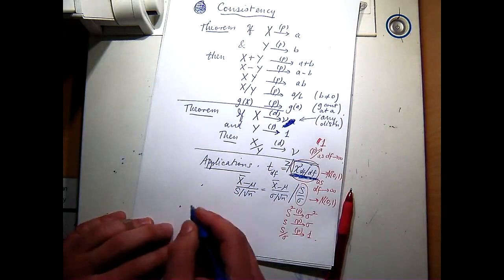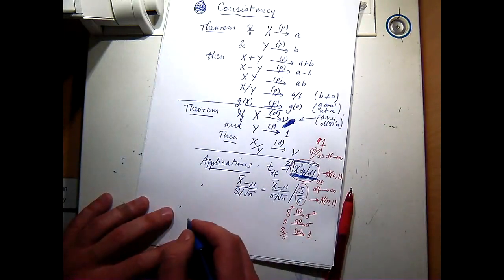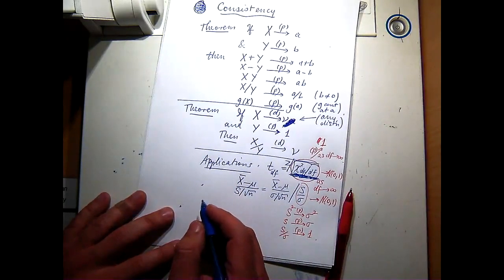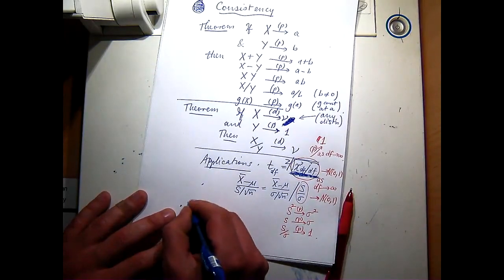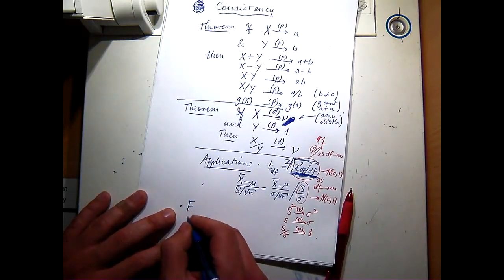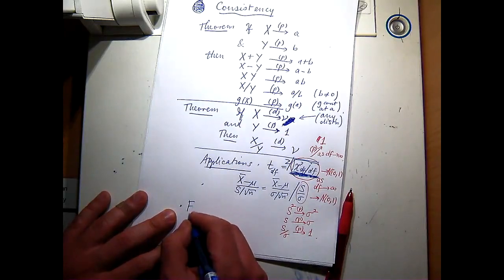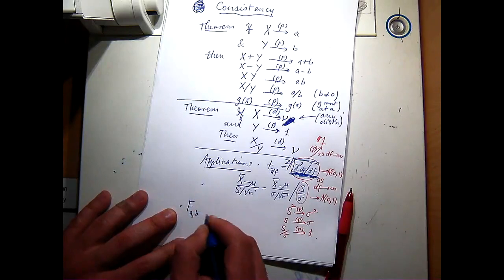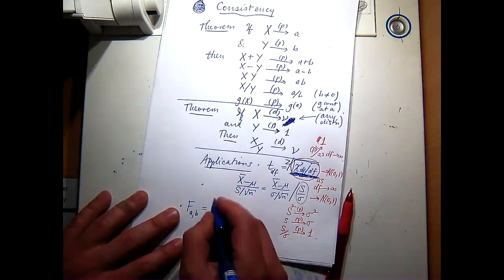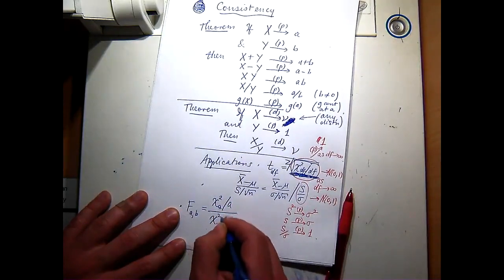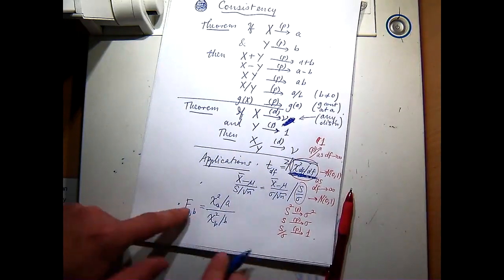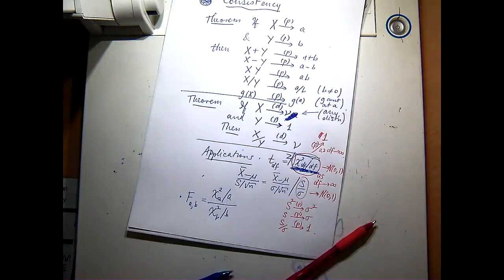We also talked about it in the context of F. So if you have F with a and b degrees of freedom, which, as a reminder, is chi squared a divided by a, divided by chi squared b divided by b. This is kind of an informal notation. When I do this, I mean that the numerator and denominator are independent.